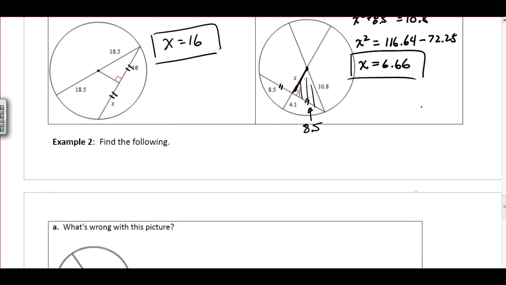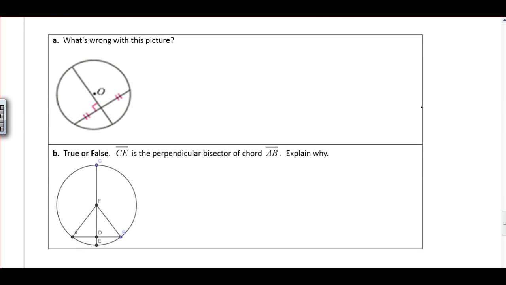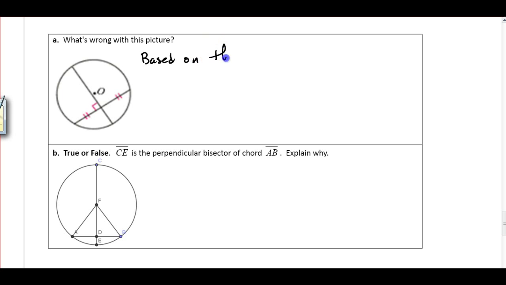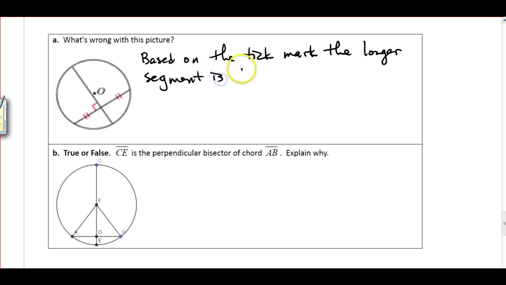Alright, moving on to the next one. What's wrong with this picture? So let's see what we know here. Based on the tick marks, the longer segment is the perpendicular bisector of the chord. And we have a conjecture that says that the perpendicular bisector of a chord goes through the center.